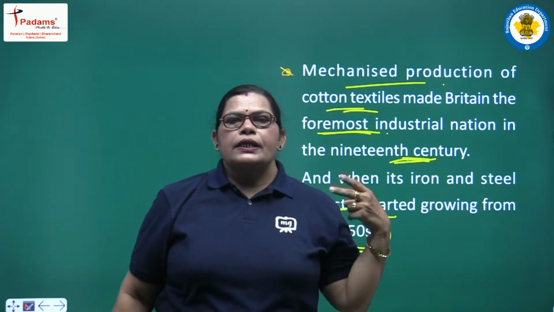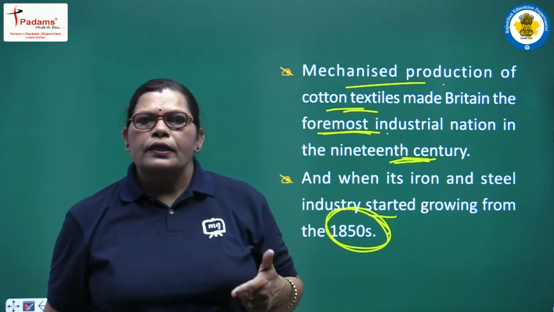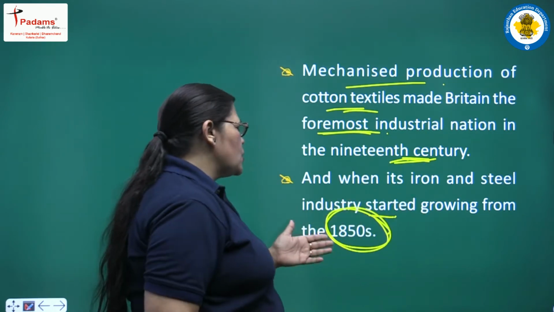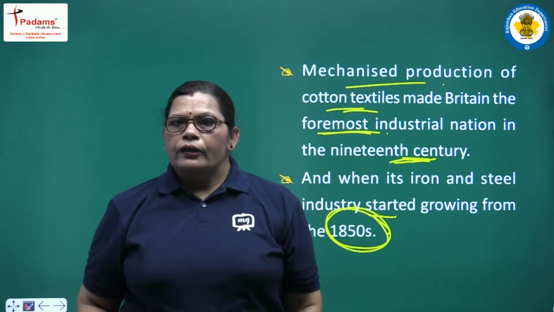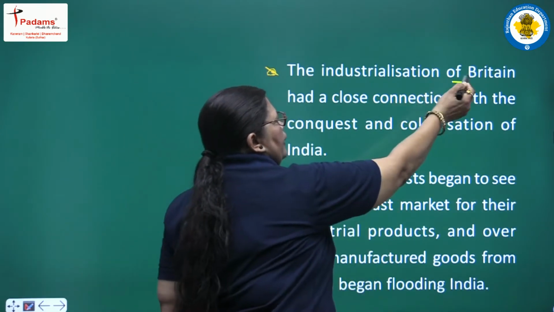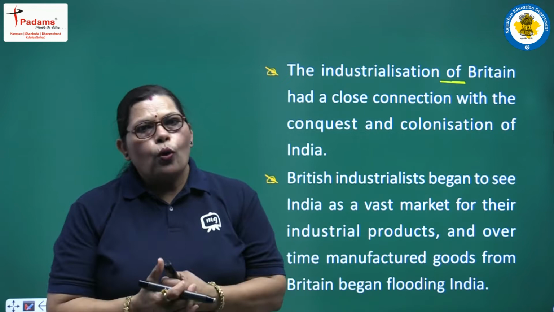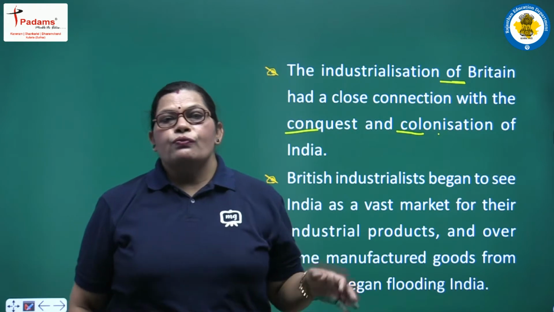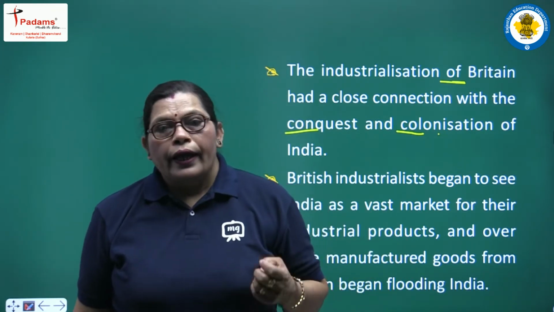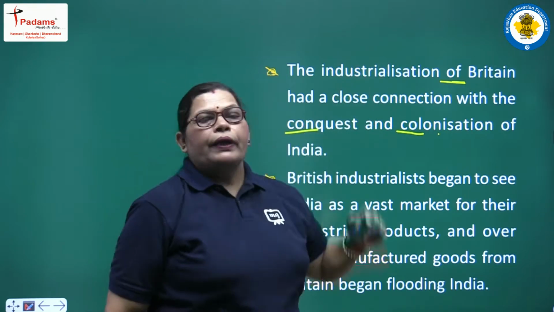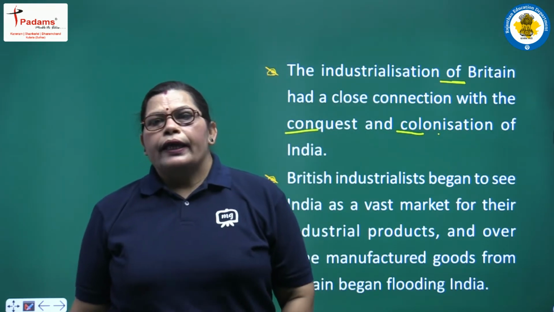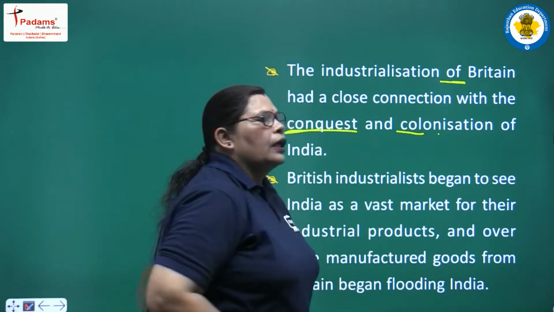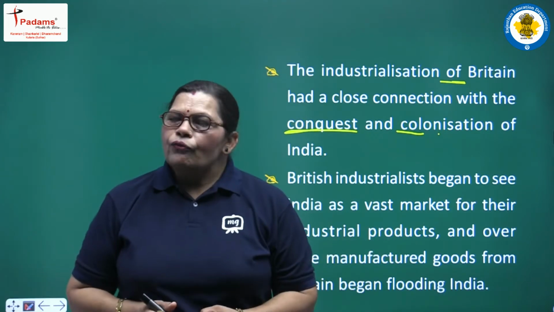Two things we are discussing, 2 industries we are discussing here, students. First one about cotton textile and the second one iron and steel industry, which started in the year 1850. See, the industrialization of Britain had a close connection with the conquest and colonization of India, because we were under British rule, and when there was industrial development of Britain, then we Indians also had a lot of changes, a lot of connections with the conquest and the colonization of India.